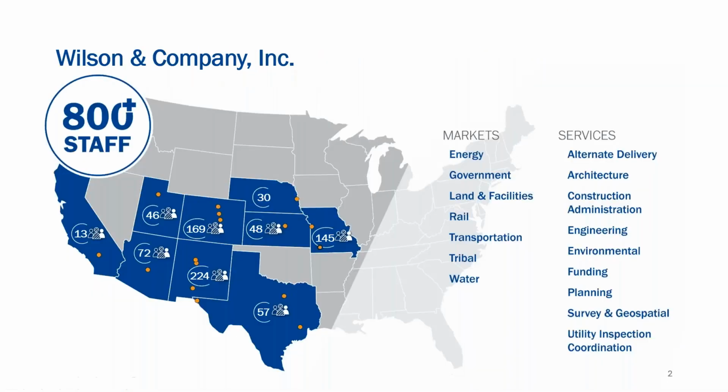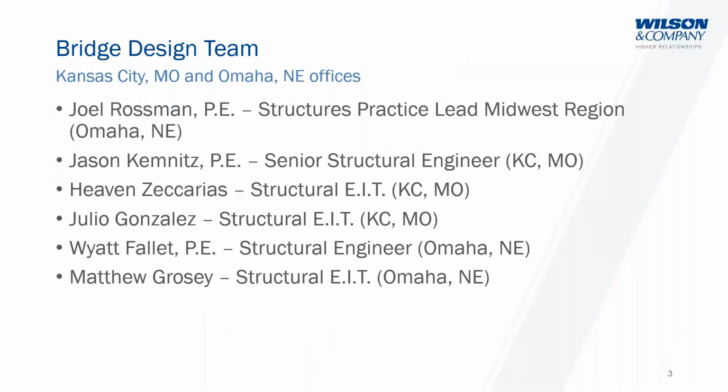A little about Wilson. We've got a fair number of offices through the country, about 800 plus employees. So I felt like we needed to share a little bit about who we are, the services we provide, and the markets that we provide to. Here in our Kansas City office, where I'm located, just on the Missouri side, along with our Omaha, Nebraska office, we have about 6 bridge engineers, and we had about that many during the farm design bridge project as well.